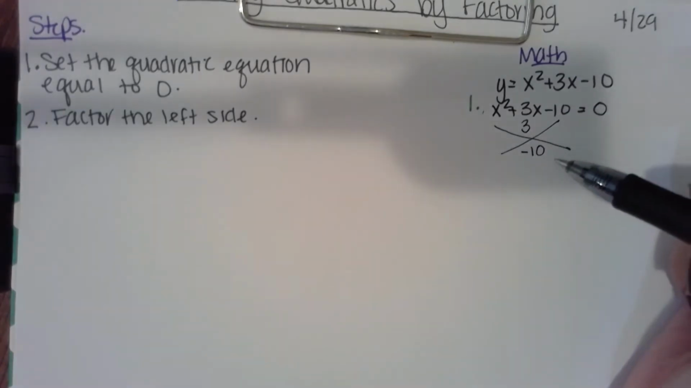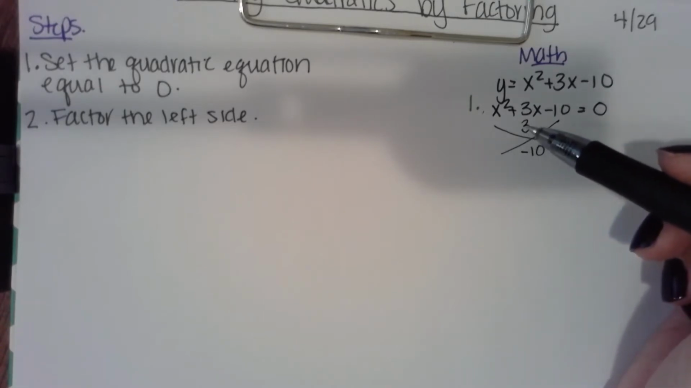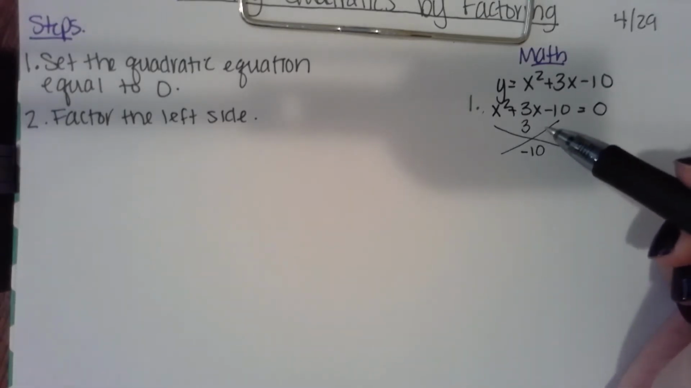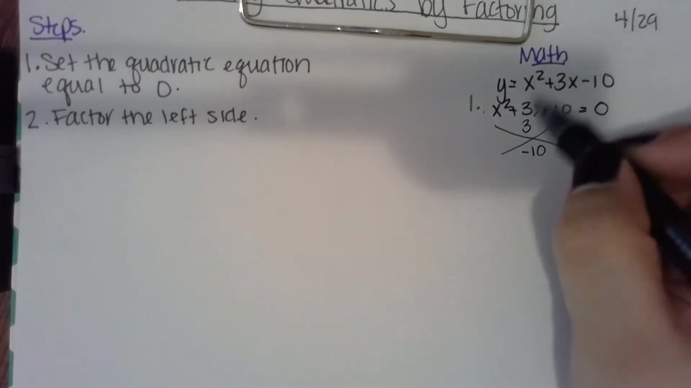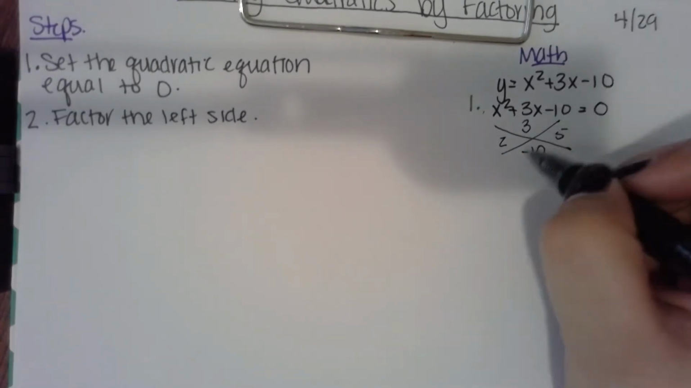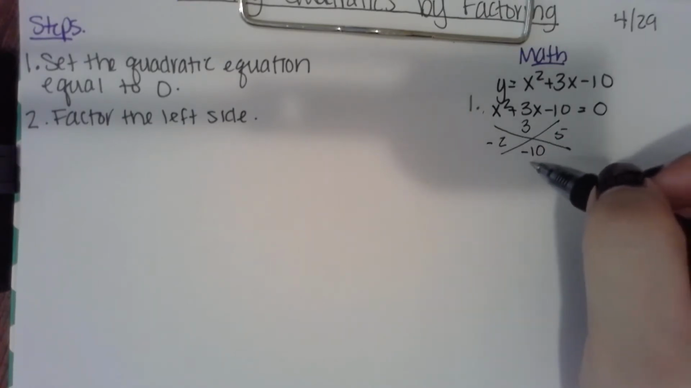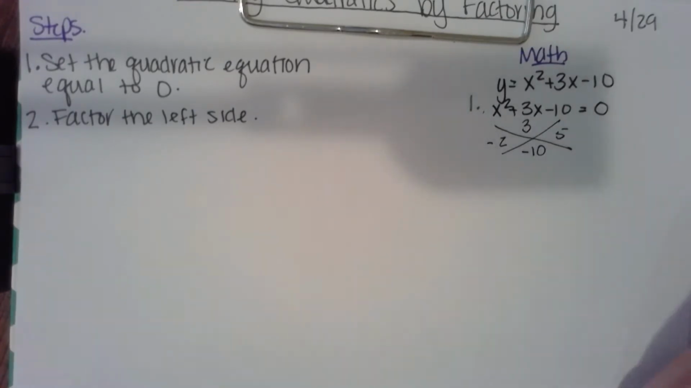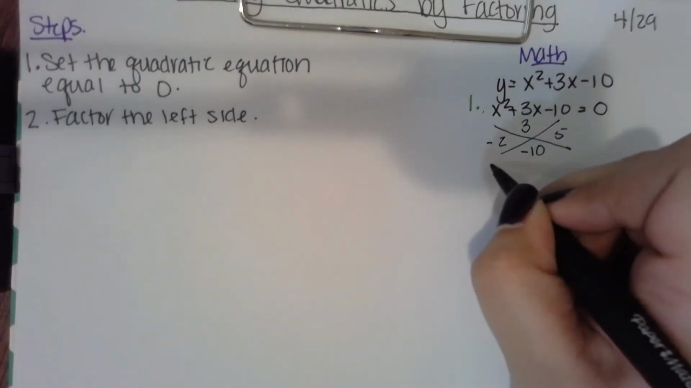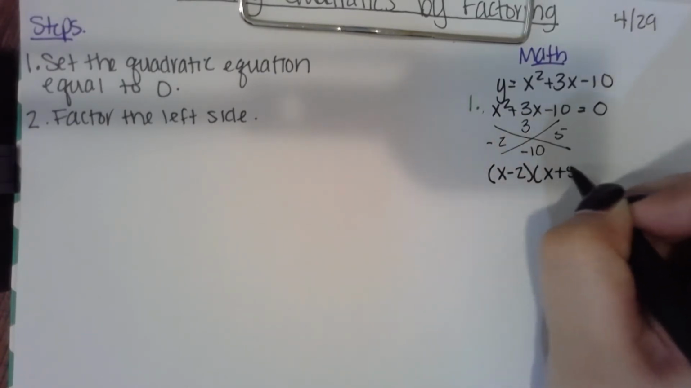So you want two factors of 10 that multiply to give you negative 10, but add to give you 3. Since the 10 is negative, one of them is going to be negative. The factors of 10 are just 1 and 10, and 2 and 5. So it's actually going to be 2 and 5. Because our 3 is positive but our 10 is negative, one of these has to be negative, and it'll be the 2, because negative 2 times a positive 5 is negative 10, but negative 2 plus 5 is positive 3. So then we're going to rewrite this as x minus 2 times x plus 5, but that's still equal to 0.